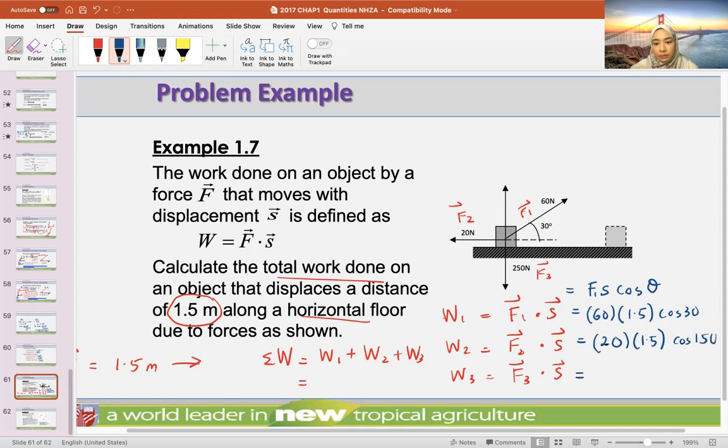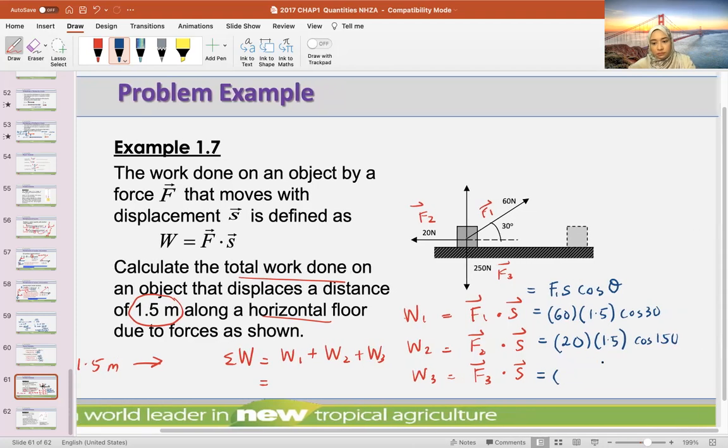Okay, what about work done number 3? So it's 250, 1.5. What about the angle? 240. Okay, that's right. So your friends answered this way for work done. Kita akan tengok macam mana nak define the angle.